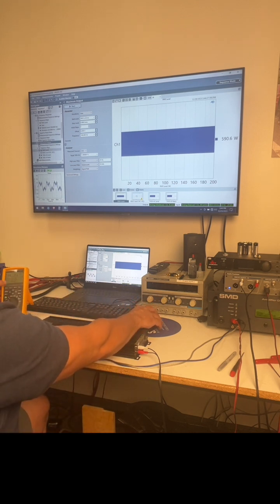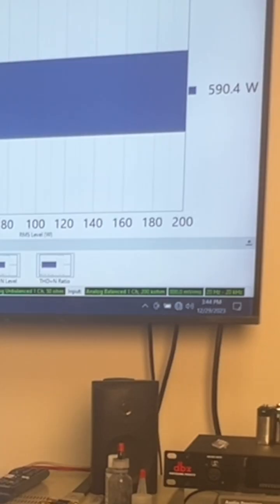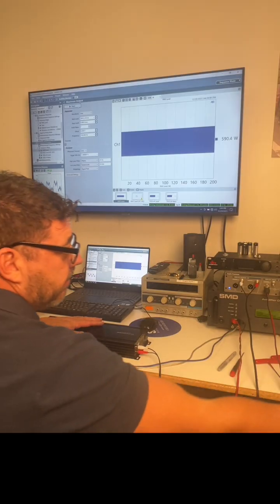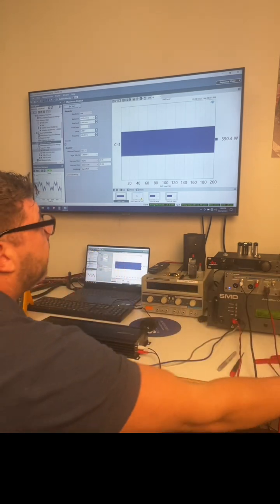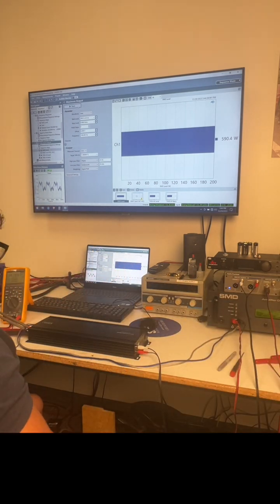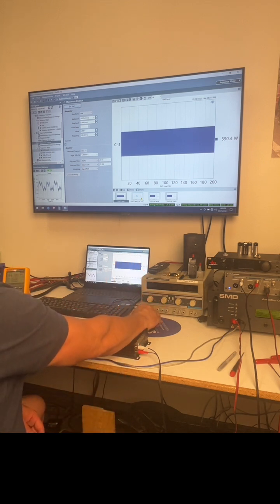Try that one more time, reset my meter. So we got 590 watts RMS at 14.4, and again, I think it was rated at 525, so great result, 10% overage or more. Good job, E1500. All right, let's do the 2-ohm test.